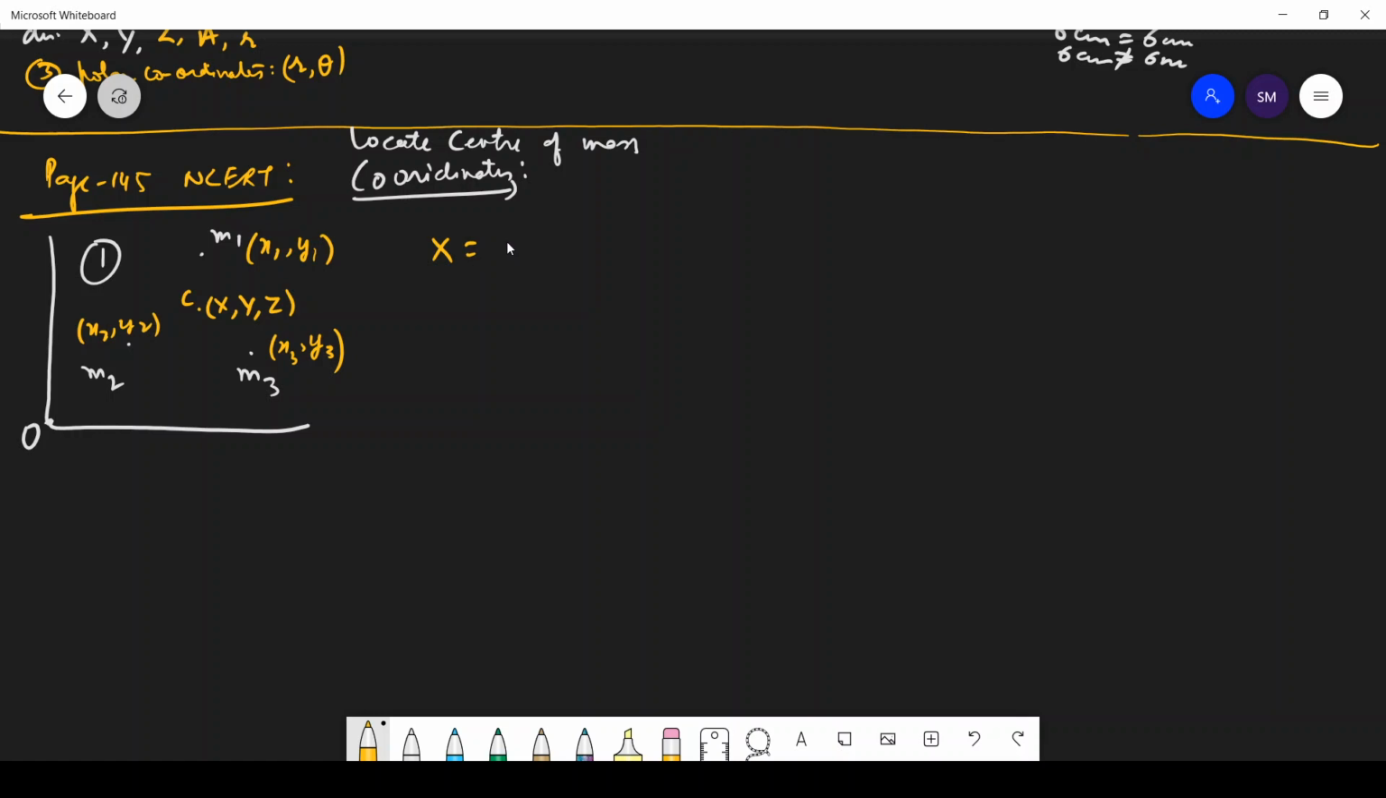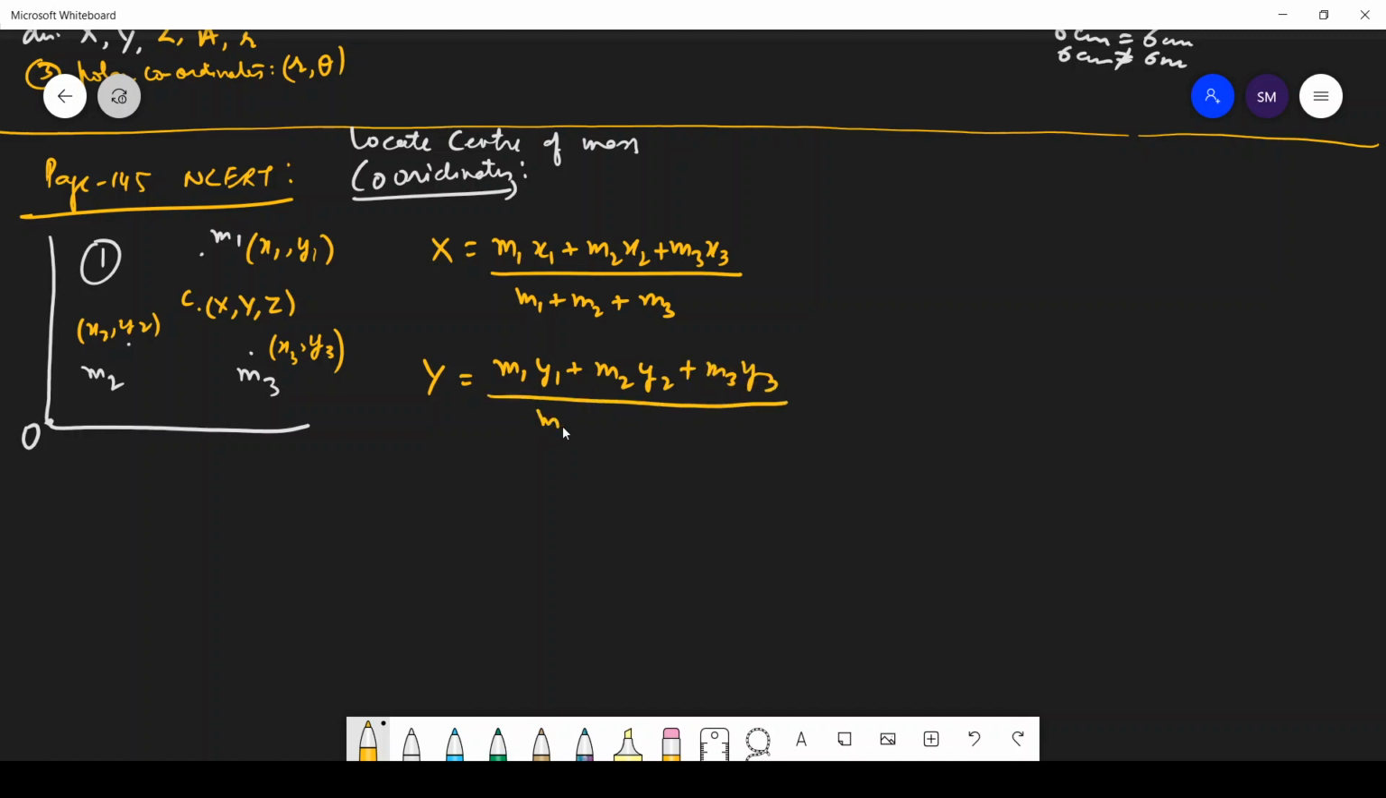So capital X will be equal to m1. So you are writing the x coordinate. So m1 and its x coordinate plus m2 and its x coordinate plus m3 into its x coordinate, divided by the total sum, that is m1 plus m2 plus m3. Now what is the y coordinate? So m1 and take the y coordinate of m1, and then m2 and take the y coordinate of m2, and then m3 and take the y coordinate of m3. So this is what the coordinates of center of mass are.